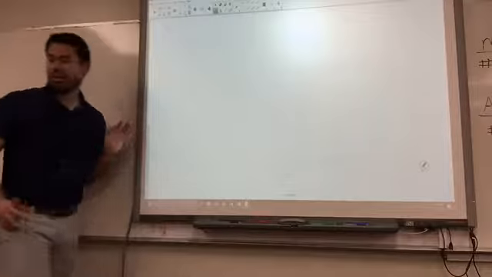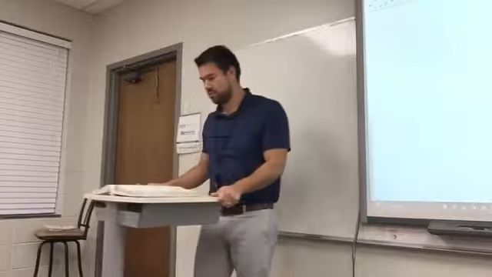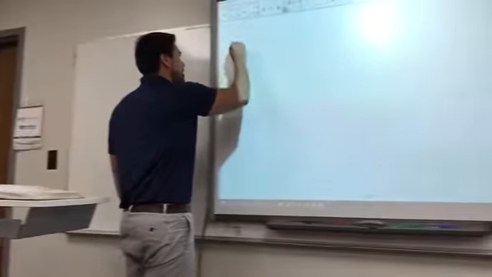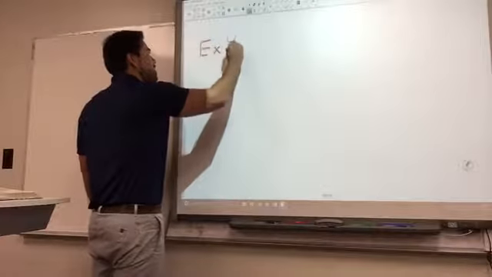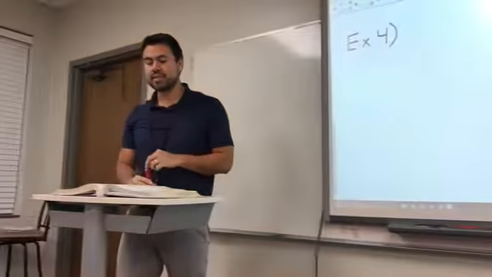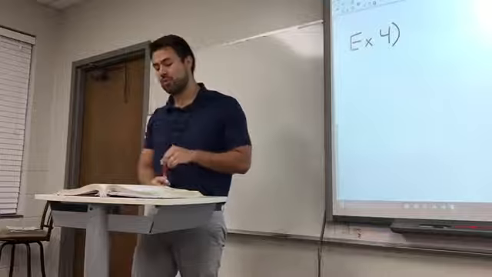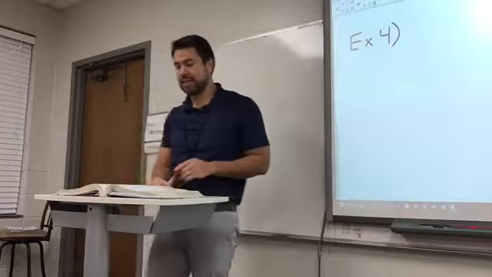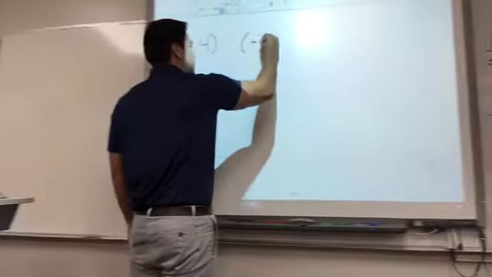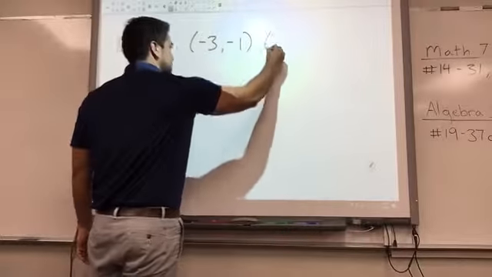All right, let's go ahead and look at a problem that we're going to have to do. Example number 4 here on page 348. It says, write the slope-intercept and standard forms of the equation for a line that passes through (-3, -1) and (6, 4).